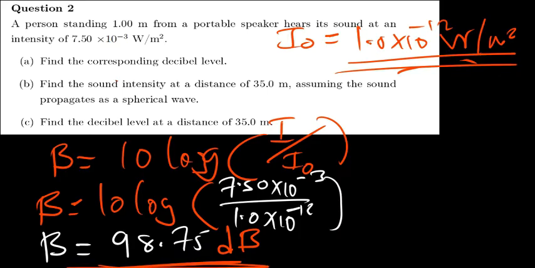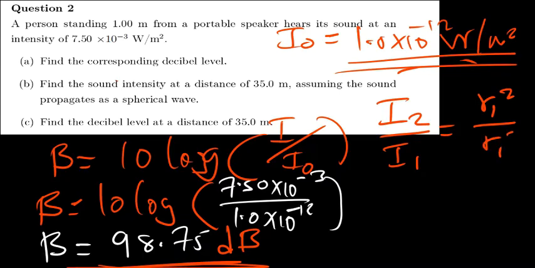Now the second question is saying find the sound intensity at a distance of 35 meters, assuming that the sound propagates as a spherical wave. So if the sound propagates as a spherical wave, we always use this ratio. I'll have r1 squared divided by r2 squared, like that. Now r is the distance in this case. The first distance is r1, the second one is r2, and we want to find I2.